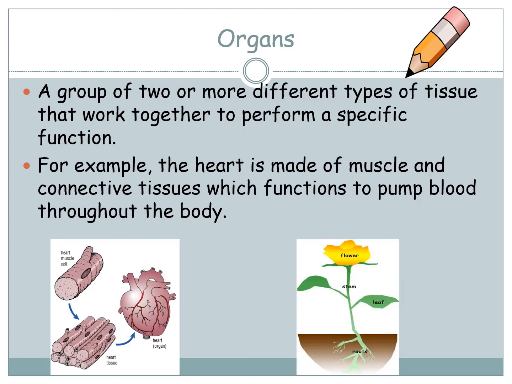So now we would make a note on organs. So organs are a group of two or more different types of tissue working together to perform a specific function. So for example, in an animal, the heart is made up of muscle and connective tissue which function to pump blood throughout the body. So let's have a look at more organs in animals.